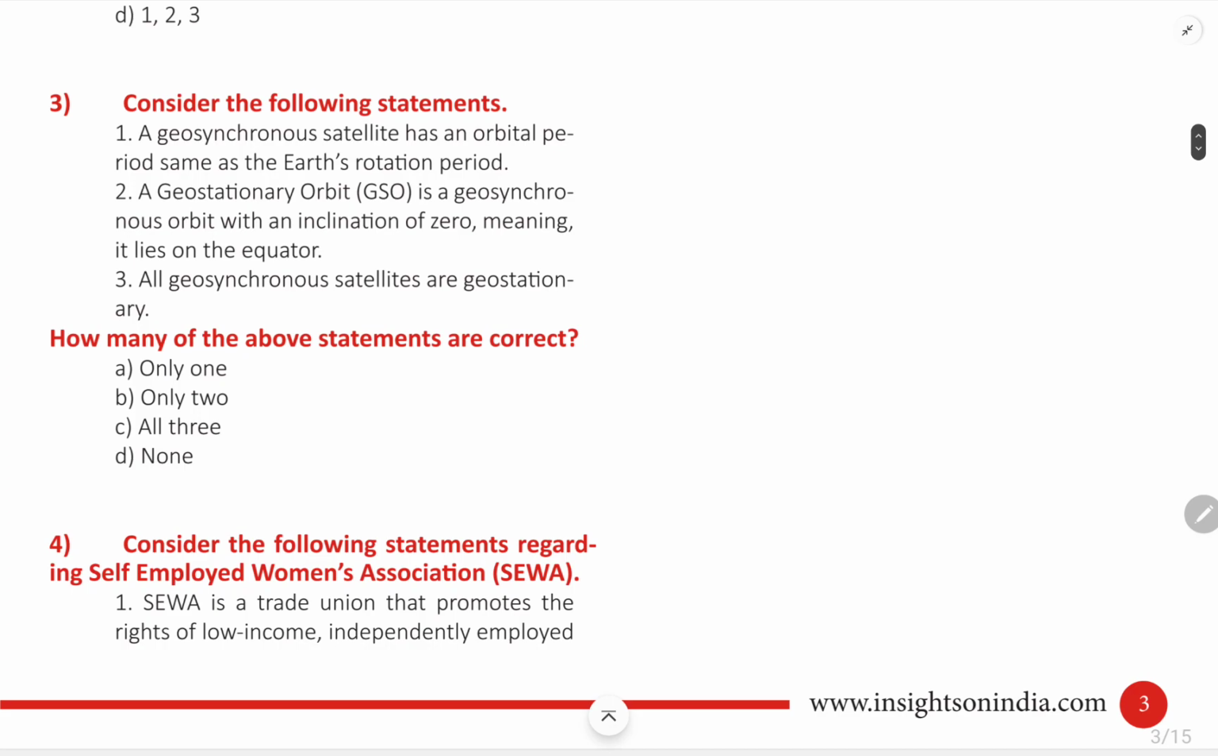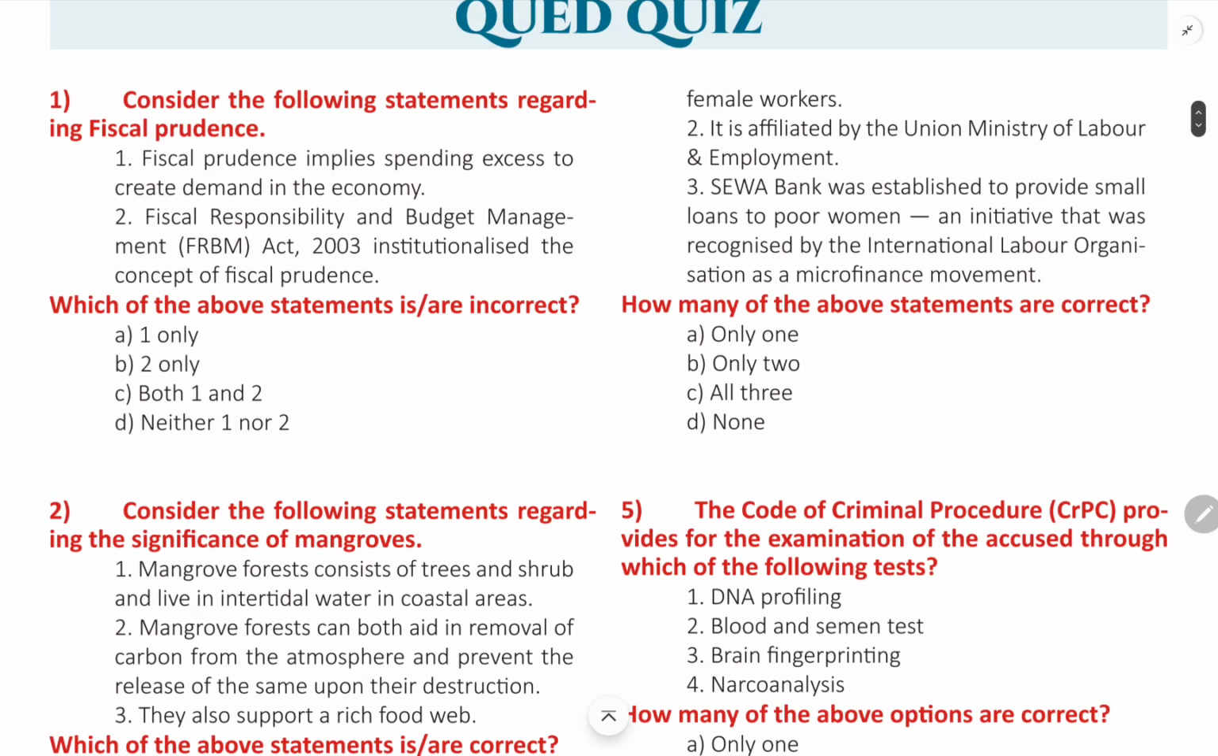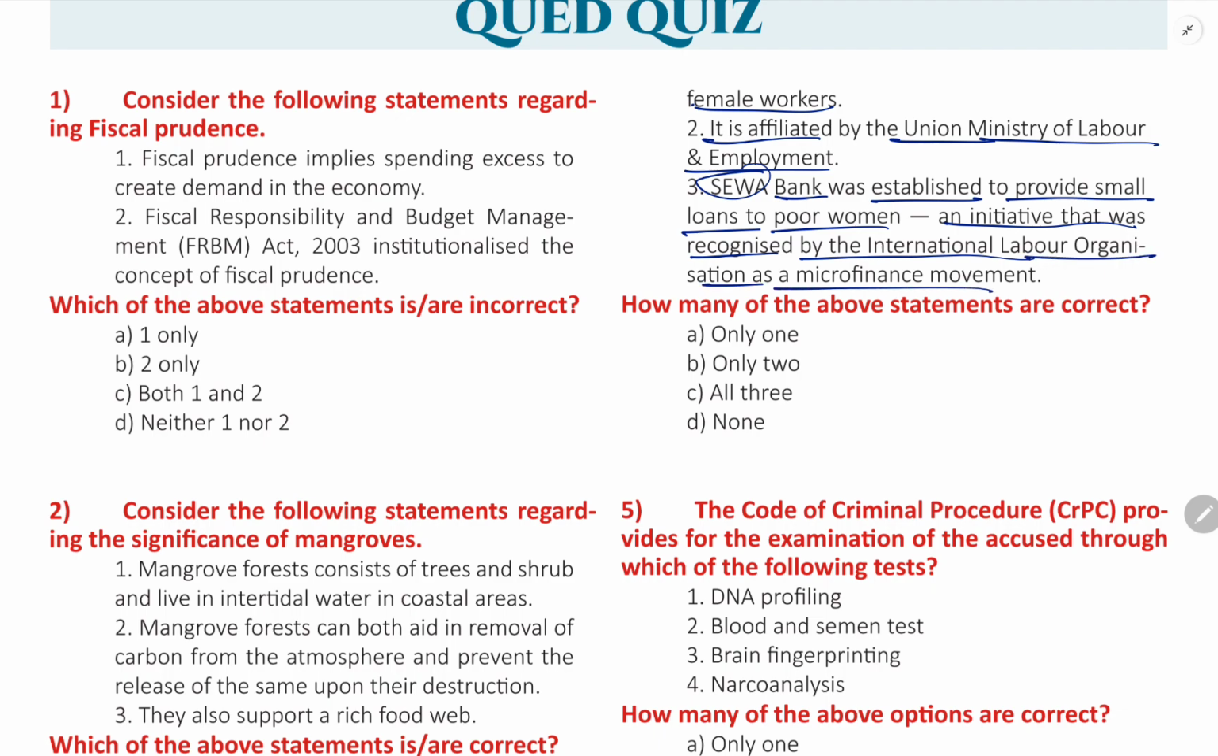Now consider the following statements regarding SEWA, that is the Self-Employed Women's Association. The first statement says that SEWA is a trade union that promotes the rights of low-income independently employed female workers. Next, it is affiliated by the Union Ministry of Labor and Employment. SEWA Bank was established to provide small loans to poor women, an initiative that was recognized by the International Labour Organization as a microfinance movement. Now which one of the following is the correct answer? So the correct answer of the given question is B.